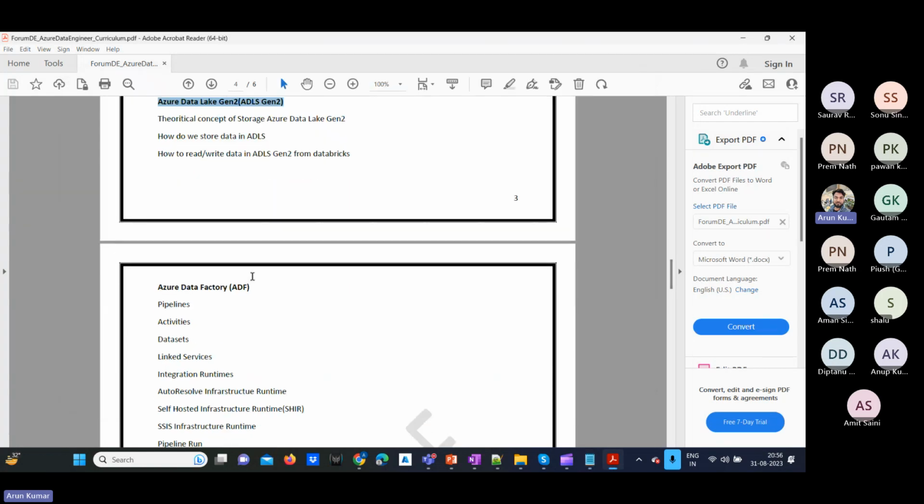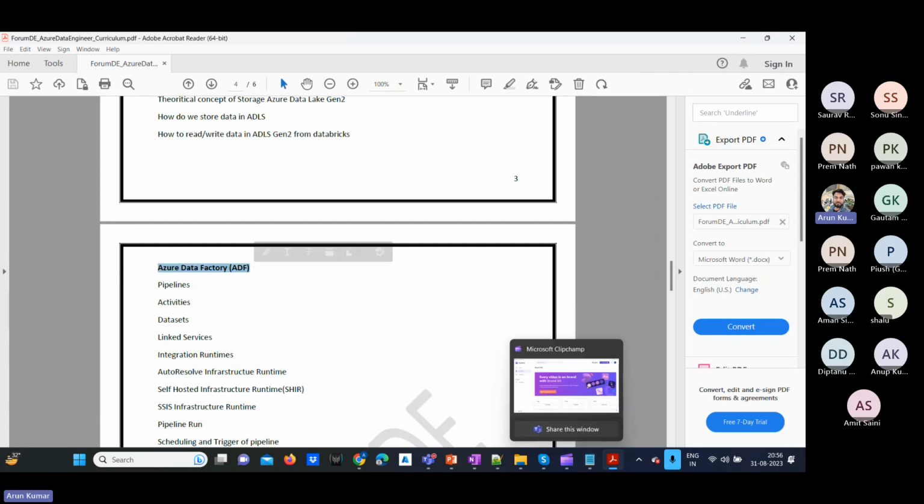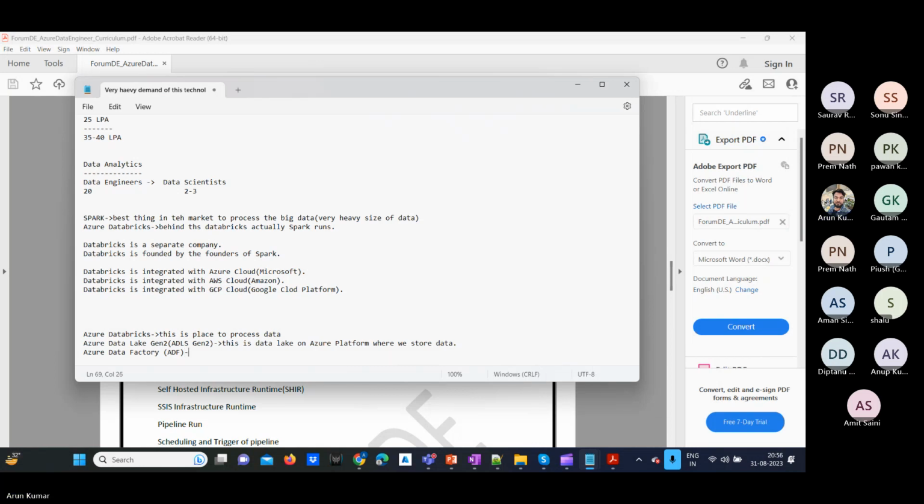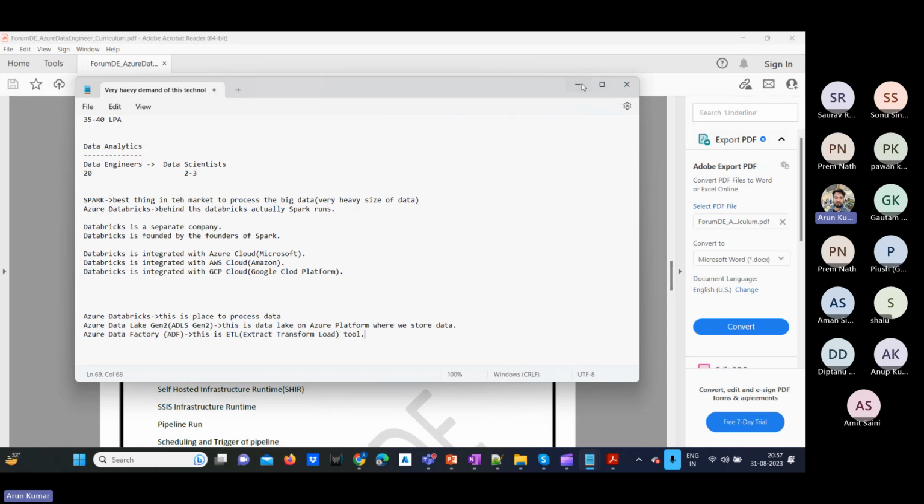We have another service, something called Azure Data Factory in Azure. This is an ETL tool. ETL tool means we can extract data, transform the data and load the data. This is a tool to extract data, transform data and load the data. What all these things are, I'll be telling you in my further sessions actually. So this is an ETL tool.